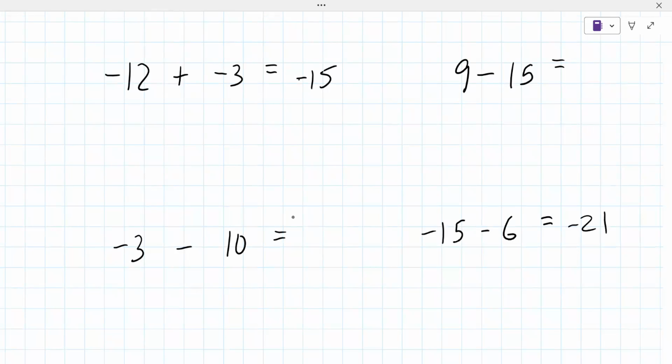Okay, keep going. 9 minus 15 should be like negative 6, if I'm correct. Okay, keep going. And then negative 3 minus 10. But would the 10 be negative? Yes. Okay, negative 13. Good. Really good. So all correct.